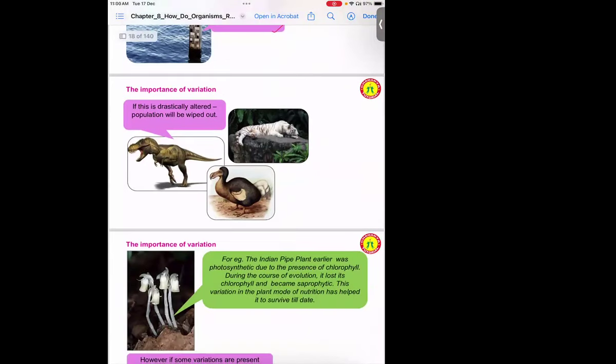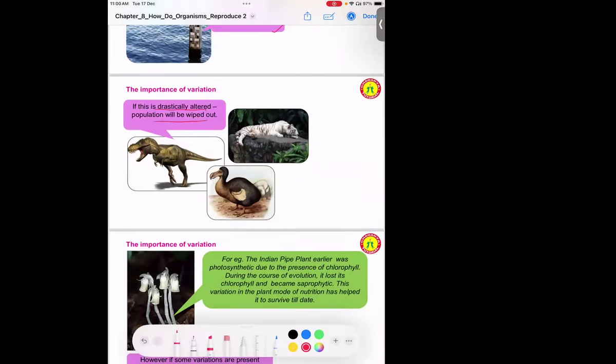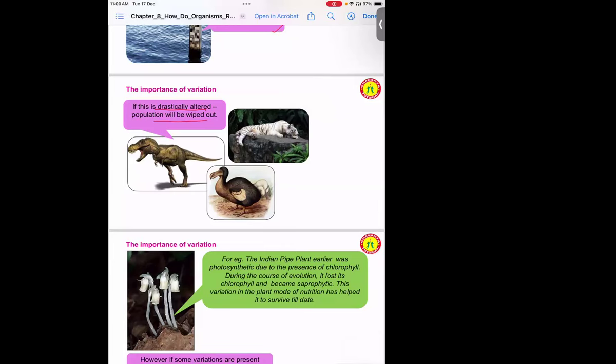And if this is drastically altered, then the population can be wiped out. So if temperature changes or water level changes happen frequently, then what happens? Then automatically the organism can be wiped out from our environment.